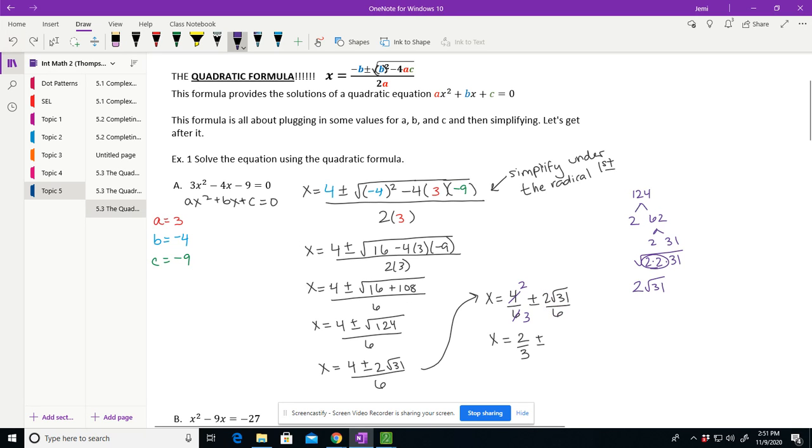Well, that wasn't very clear. Let's try that again. I'm only looking to simplify the whole numbers. So what goes into 2 and 6? Well, 2 goes in here once, 2 goes in here 3 times. So I'm left with the square root of 31 over 3. This is how your online homework is going to write the answers.